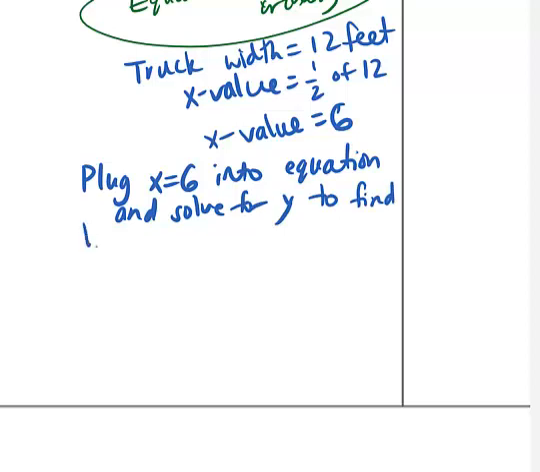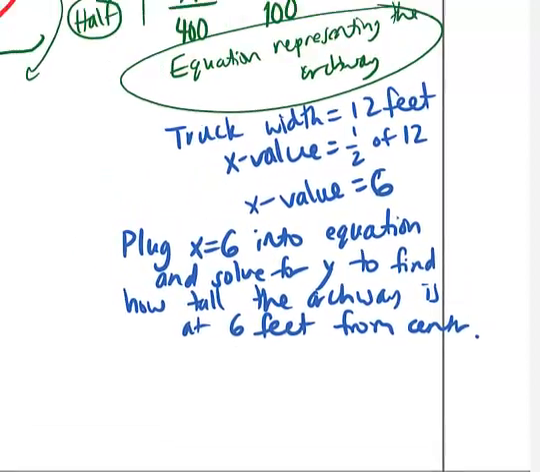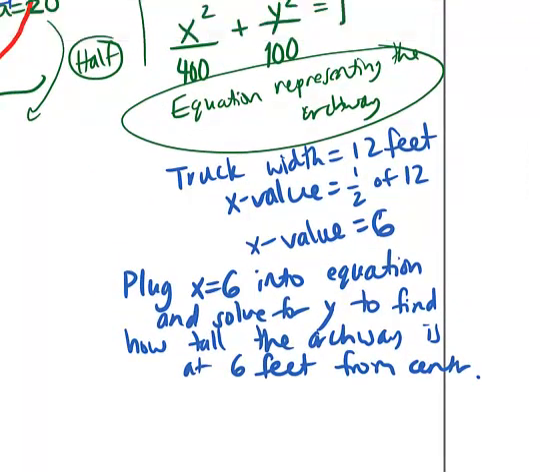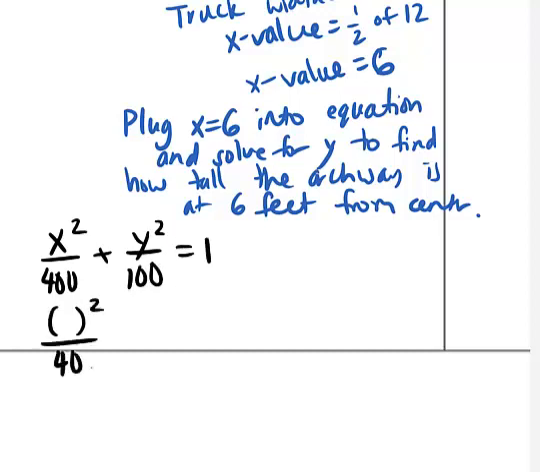to find out how tall the archway is at that place, at 6 feet from center. We'll figure out, okay, if that's the height of the archway, would my truck fit depending on how tall my truck is? So, what was the equation that we came up with? It was X squared over 400 plus Y squared over 100 equals 1. But we said that we're going to plug in a 6 for X, and then we should be able to solve for Y.